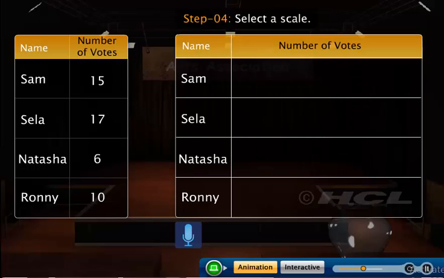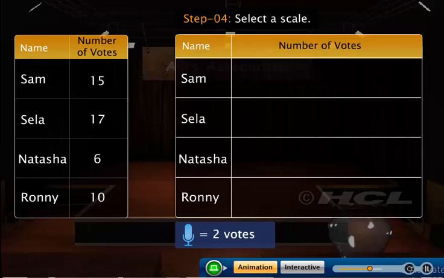Now comes the important part of selecting an appropriate scale as per the given situation. For example, we can choose a scale where one symbol represents 1 unit, 2 units, 5 units, 50 units or even 100 units. In this case, 48 members have voted. So, a scale where one symbol represents 50 or 100 votes will not work. So, let's choose a scale where one symbol represents 2 votes.